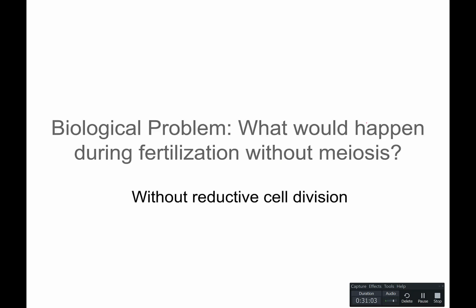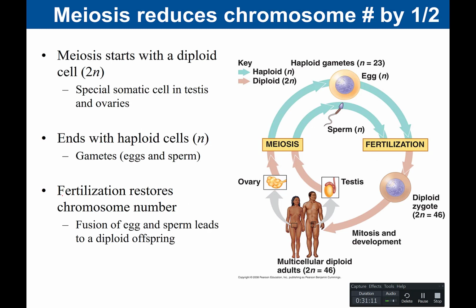So, biological problem: what would happen during fertilization without meiosis? So, without that reductive cell division. Again, the purpose of meiosis is to reduce chromosome number in half. Meiosis will start with a diploid cell, a cell that is 2N, and these will be specialized somatic cells in the testes for male and the ovaries for females. Those specialized cells in the reproductive organs are going to undergo meiosis, and the job is to reduce chromosome number in half.